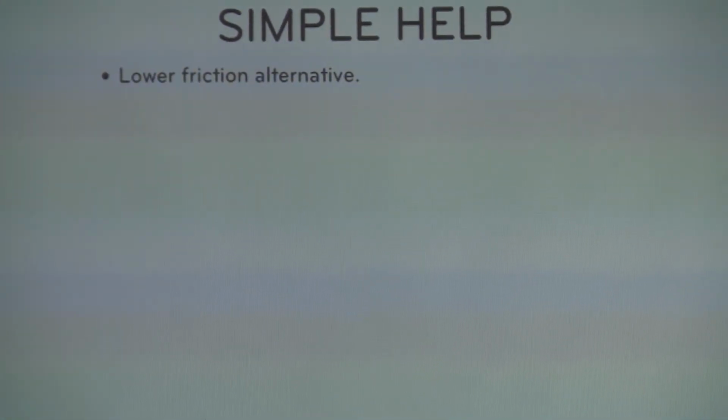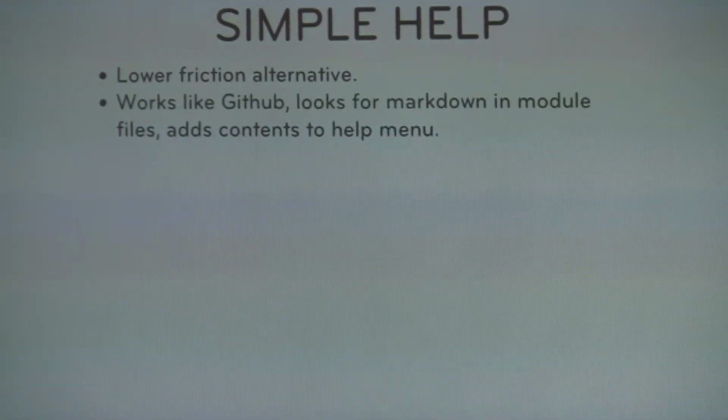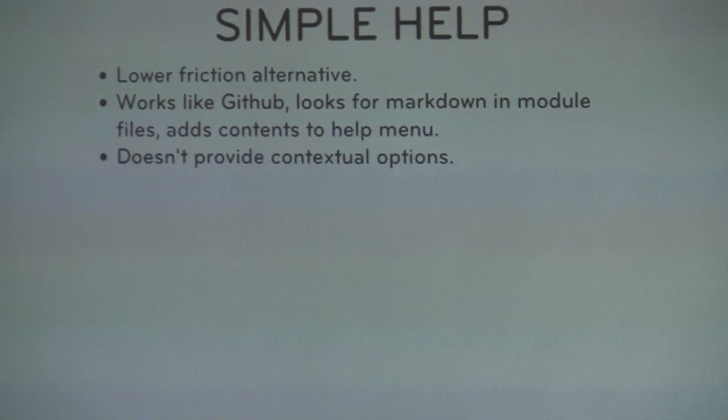It's a little bit lower friction. So all you do is put a markdown file in the module folder. So it works just like GitHub. You just put a markdown file in there, and then it adds the contents of that file to a help menu. It doesn't provide any contextual options. It never will. I'm pretty sure it never will, because it's meant to be just really dead simple.